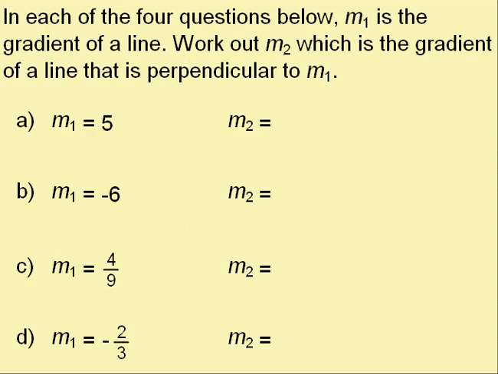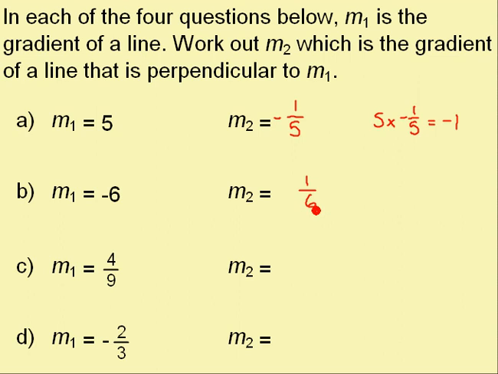Now using that fact, we can quickly work out the perpendicular gradients to these gradients here. So for 5, I find the reciprocal of 5, which is 1/5, and change the sign. This one's positive, so this will be negative. Let's check this works. 5 times minus 1/5 is definitely minus 1. So we find the reciprocal of minus 6, which is minus 1/6, and we change the sign. This is minus, so we want to change this to a positive.